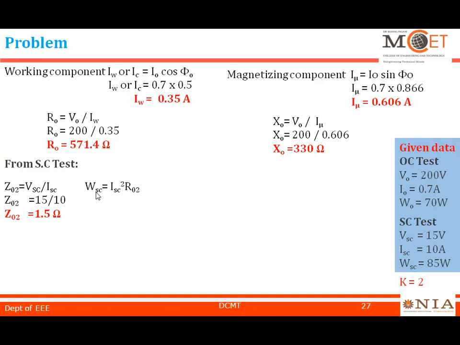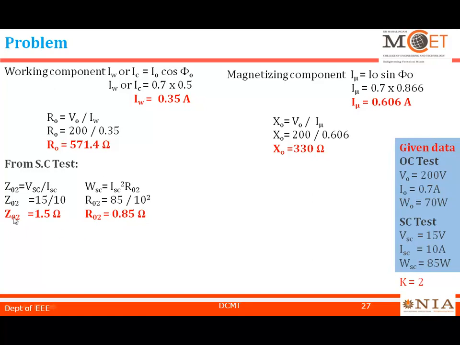Same thing, WSC, these are the copper losses, is equal to ISC square into R02. ISC is the short circuit current, 10 square. R02 value we have to find. WSC is equal to 85 and ISC square is 10 square. So R02 is 0.85 ohms. This is your R02 value.